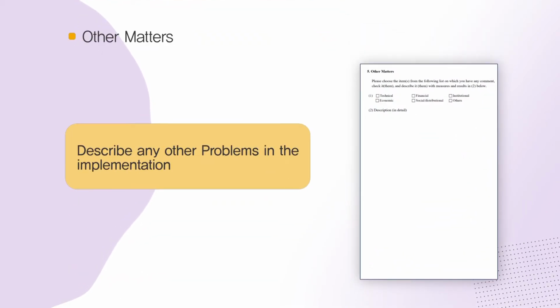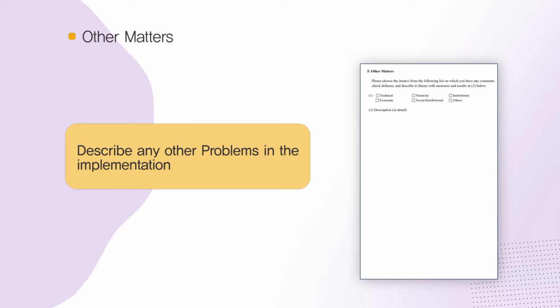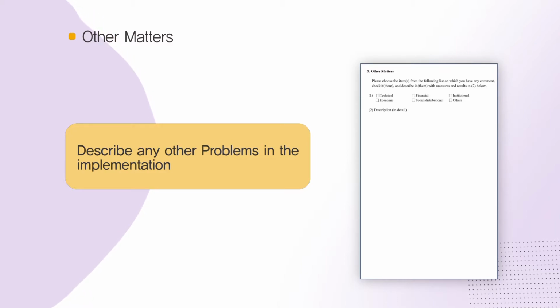In this section, any other problems than those covered by sections on the project implementation should be described clearly with measures adopted and the results. For example, problems relating to procurement procedure or the organization for implementing the project.